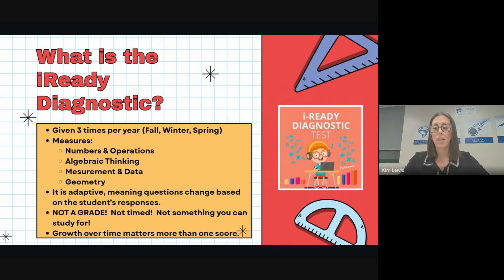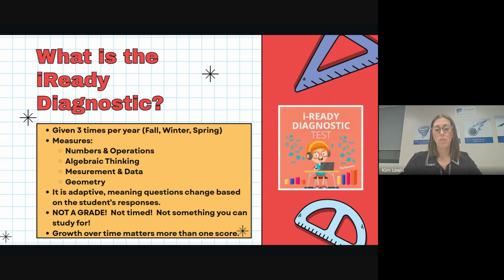But the next piece is, what is the iReady diagnostic? So if you have been around for a while, we used to give the NWEA MAP assessment 3 times a year, fall, winter, spring, for both math and reading. When iReady was adopted as our curriculum and it had a diagnostic already in it, we opted to forego our MAP assessment for math and instead do the iReady diagnostic. So this is something that they still take 3 times a year, fall, winter, and spring.